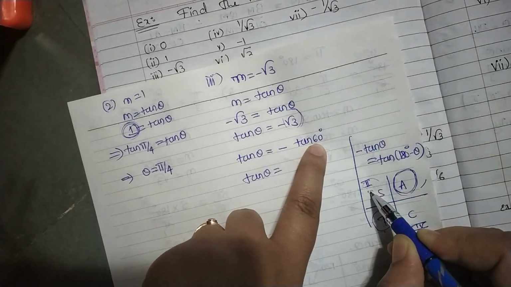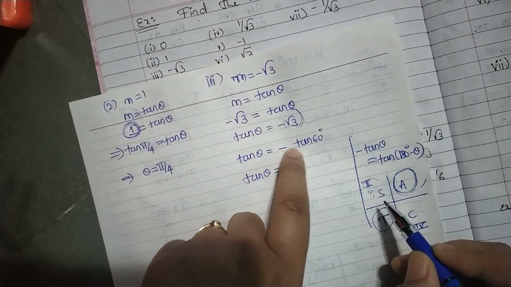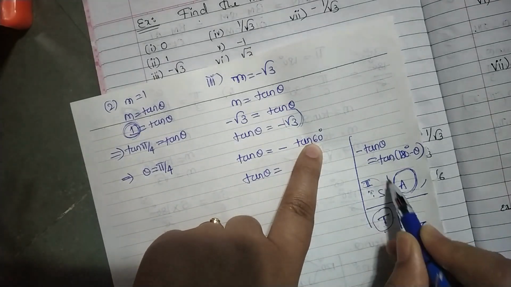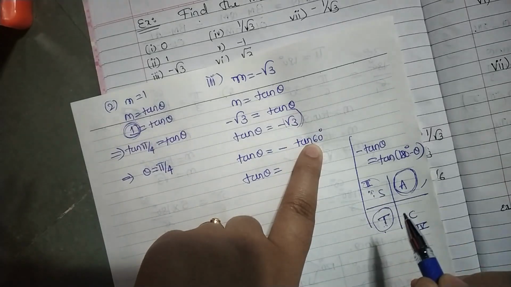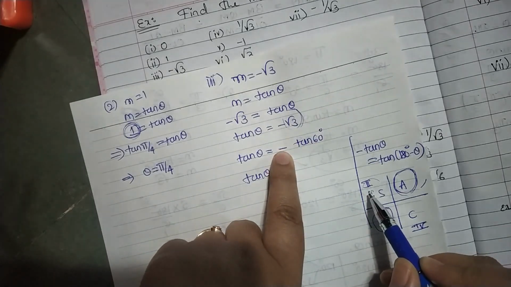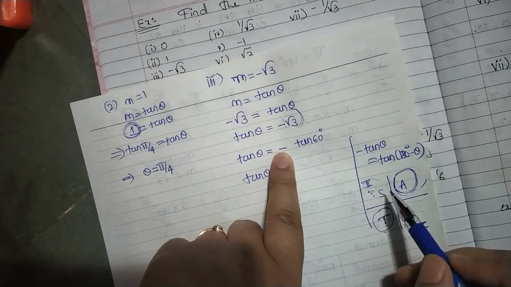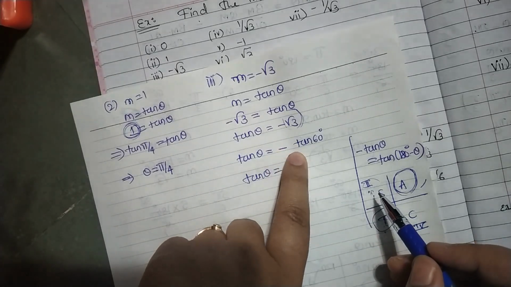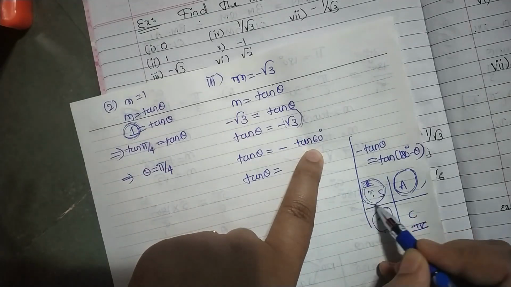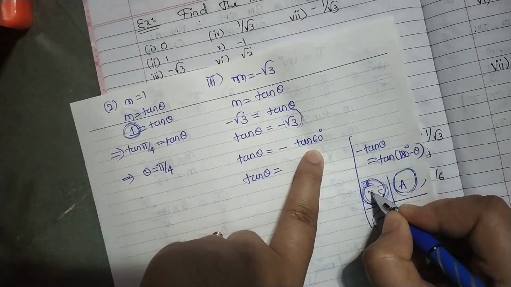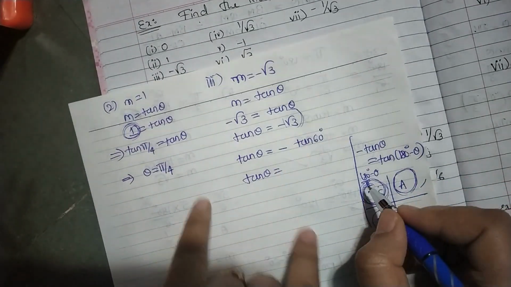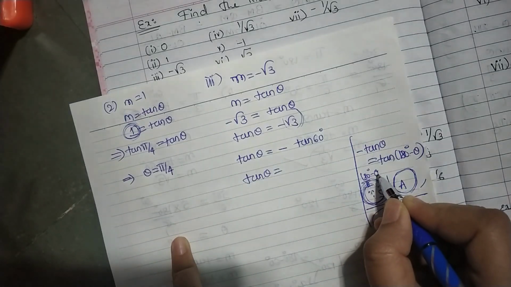In which quadrant is it negative? Second and fourth. But in the slope concept we apply only the first two quadrants. So here, with first two quadrants, the slope is negative or positive. Here minus tan 60 degree: we know that tan is negative in the second quadrant, and the second quadrant angle is given by 180 degree minus theta.